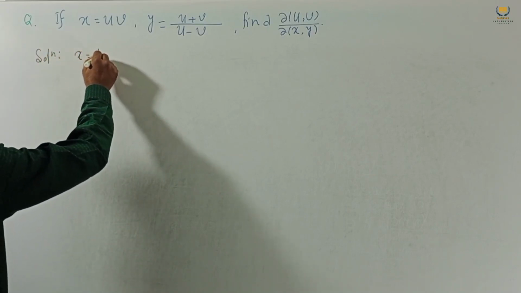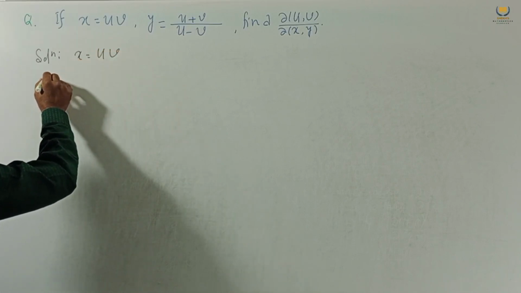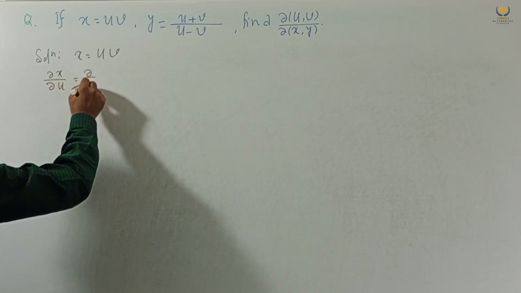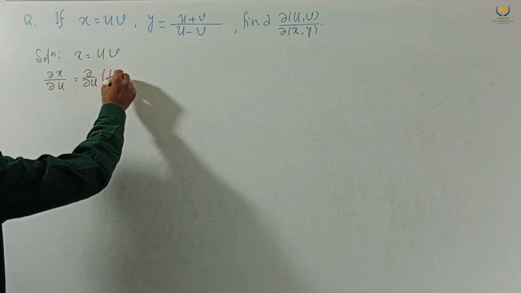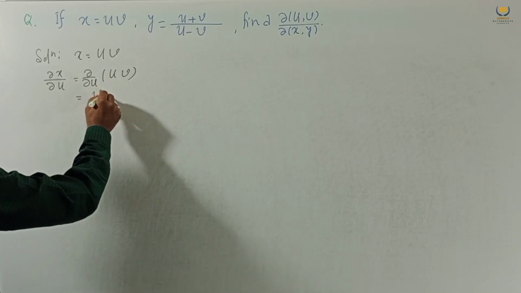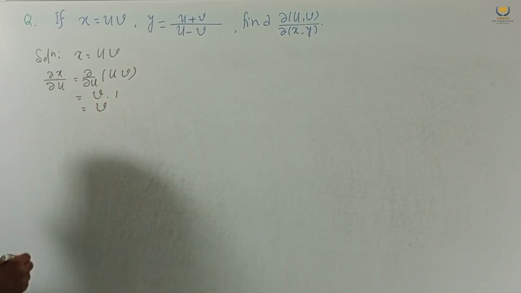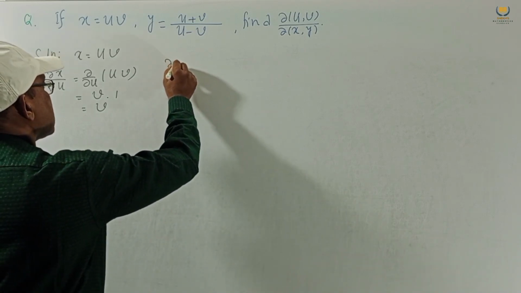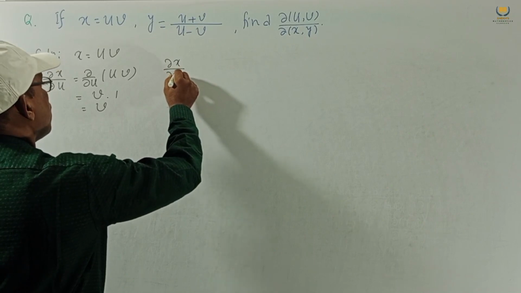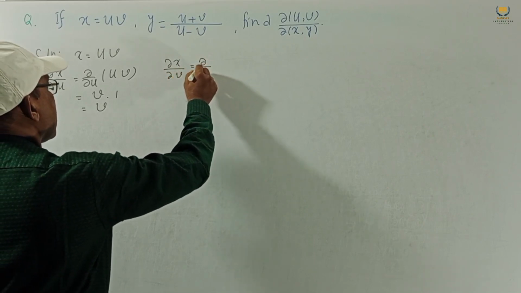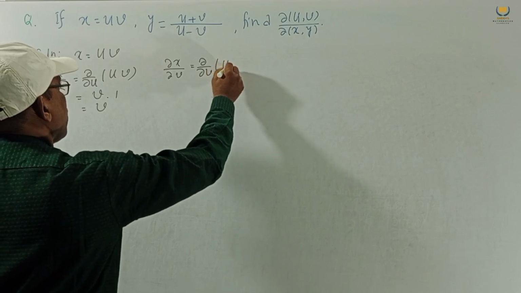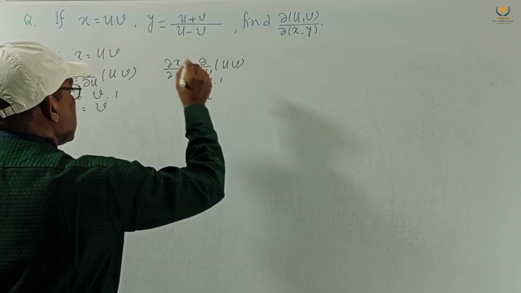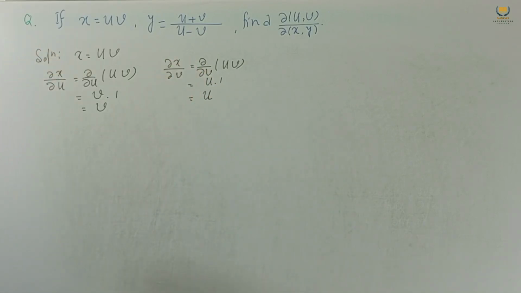x equals uv given, so ∂x/∂u is ∂/∂u of uv, and this is v into 1, this one v we get. ∂x/∂v, we get ∂/∂v of uv, this is u into 1, this one u.